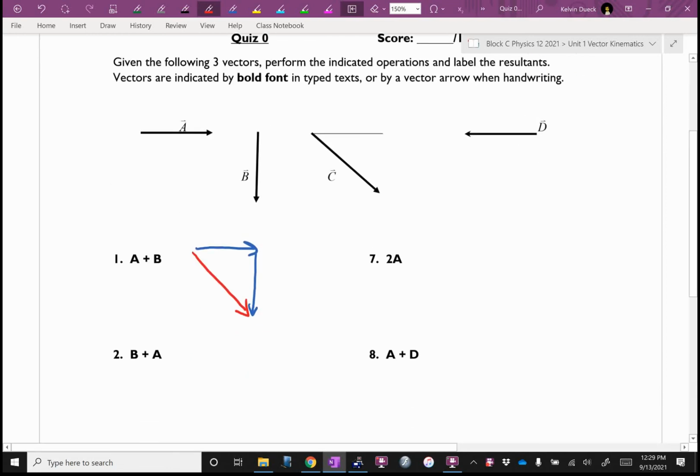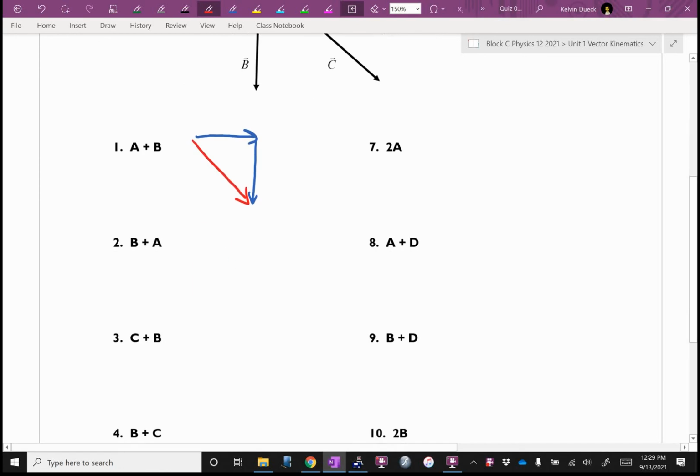So for you to get full marks, I need to see the resultant and an arrow on the end of the resultant pointing in the right direction. If you didn't put the arrow on, I would take a half mark off. So we did number 1 together.